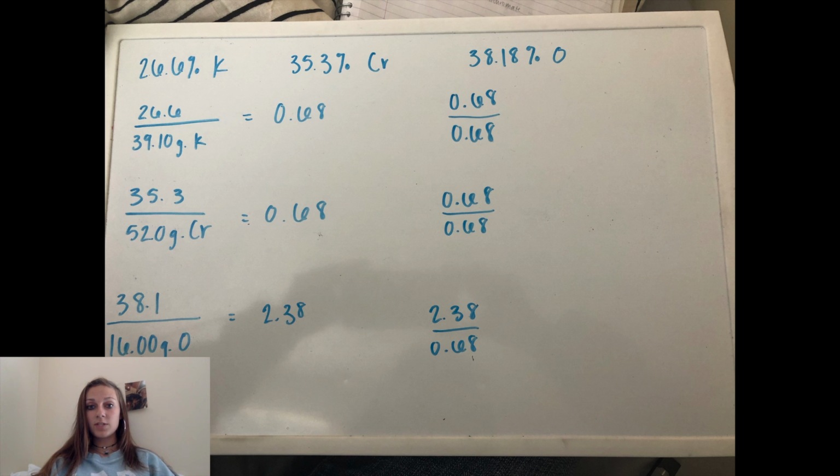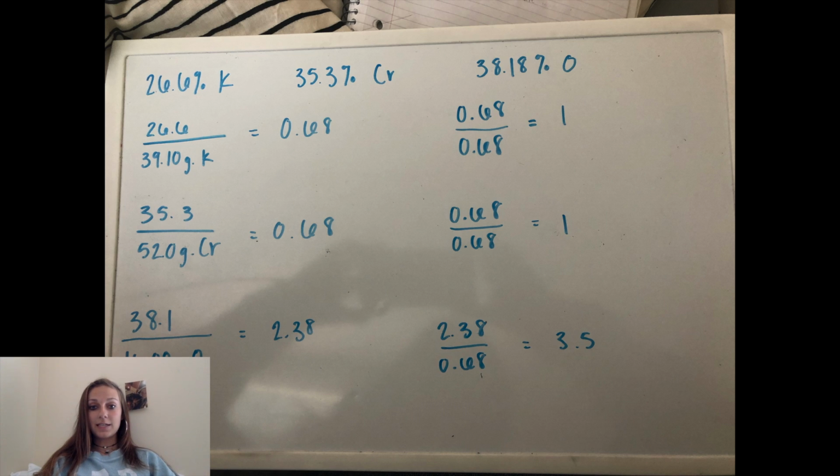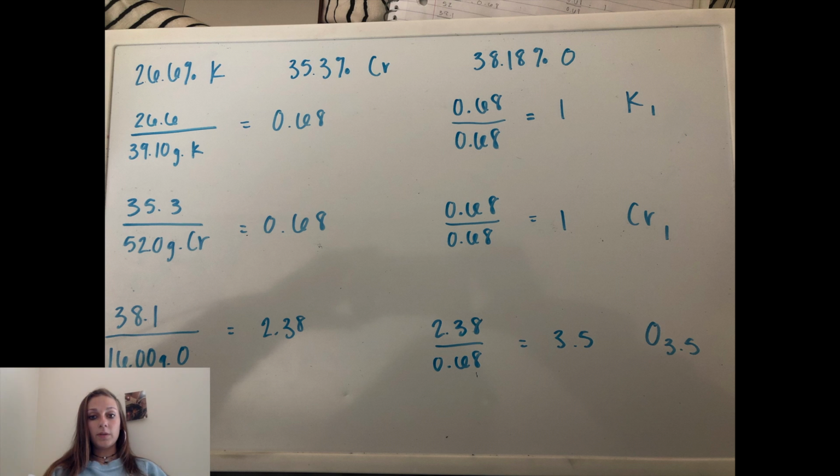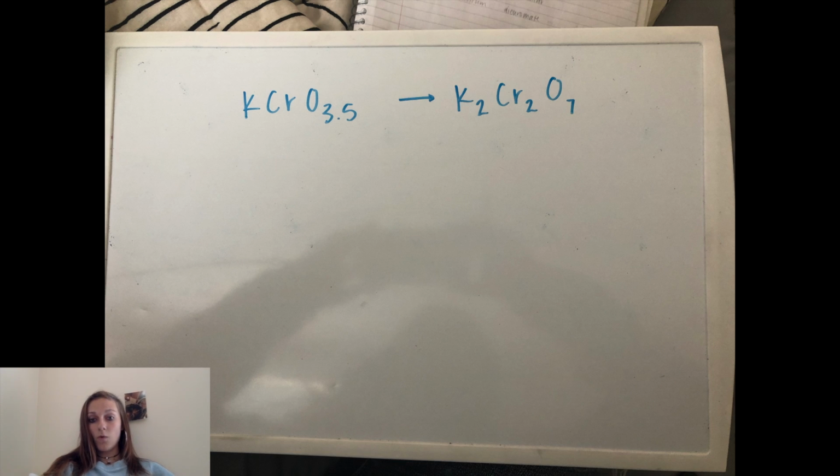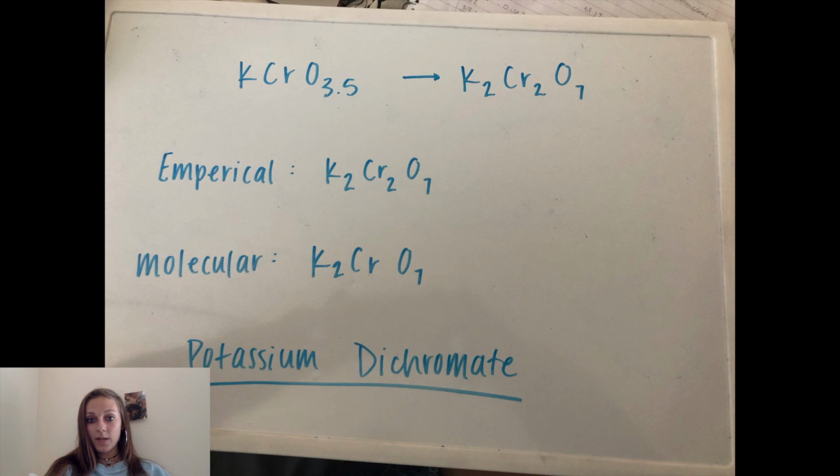So then you're going to take those numbers and divide them by the smallest of the three. So obviously that's 0.68. 0.68 divided by 0.68 is going to get you 1. And so potassium equals 1, chromium equals 1, and when you do 2.38 divided by 0.68, you get 3.5, and that's your number for oxygen. In your empirical formula, you cannot have a half number of an element, therefore you can't have oxygen being 3.5, so you have to round that up, and that would get you to K2CrO7 for both your empirical and your molecular formula, and this is the name of potassium dichromate.